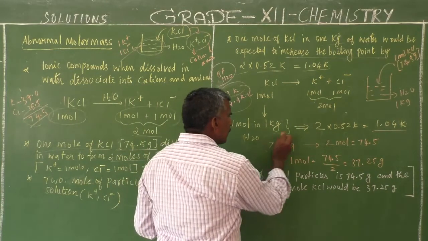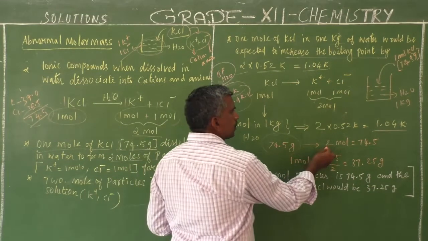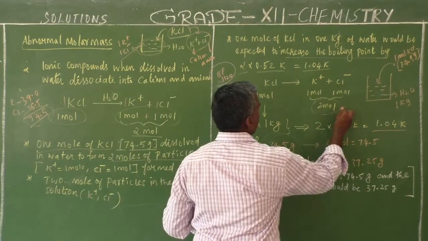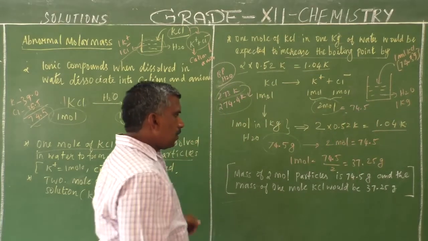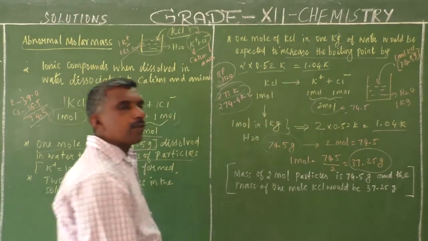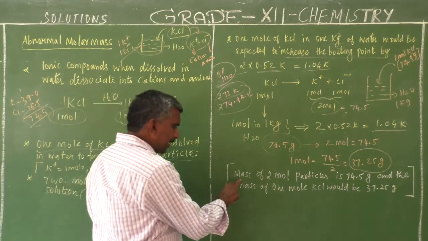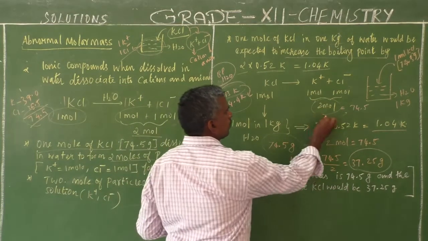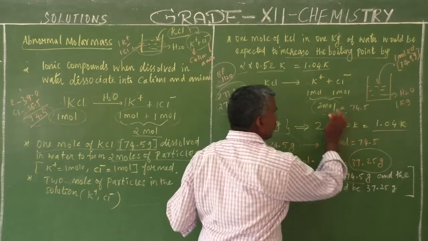So 74.5 grams is equal to 2 moles. This is the 2 moles. What is the weight of 1 mole? 74.5 divided by 2 is 37.25 grams. That is the mass of 1 mole of particle. The mass of 2 moles of particle is 74.5 grams.